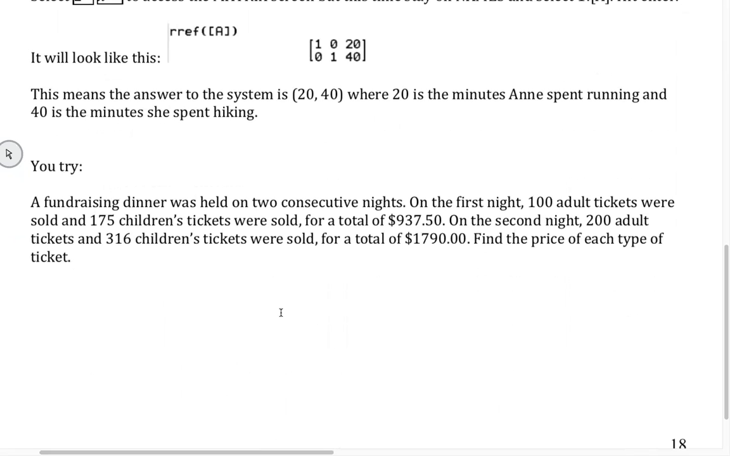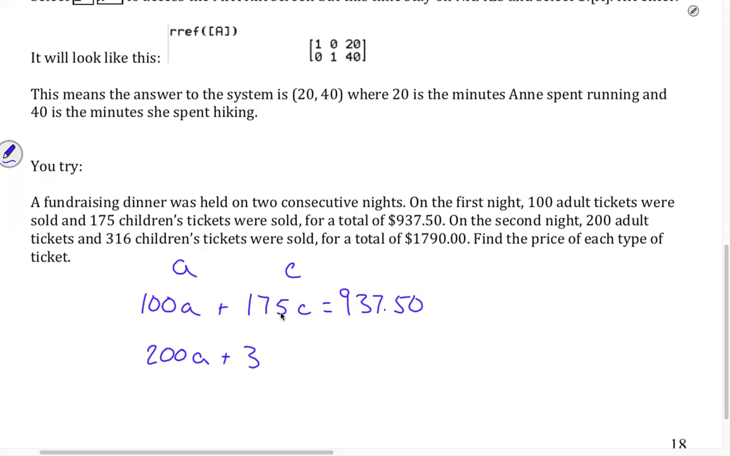Well, it says a fundraising dinner was held on 2 consecutive nights. On the first night, 100 adult tickets were sold. So I have A, and the next one is C for children's. So 100 A plus 175 C equals a total of $937.50. On the second night, 200 A plus 316 C, and I made a total of $1,790.